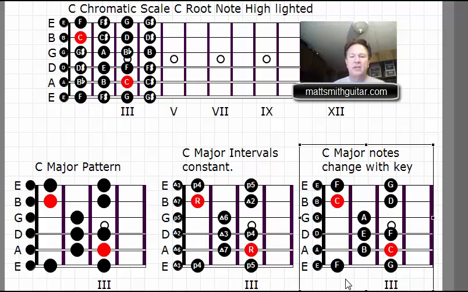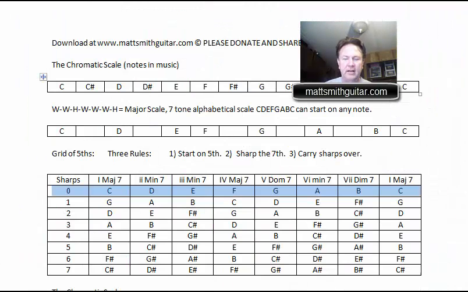But what I want to talk about now is getting into another key. So if we look back here at our grid of fourths and fifths, we see that the key of C has no sharps or flats. So we have 3 rules. We start on the 5th, sharp the 7th, carry sharps over throughout the grid. So we're going to start on C, we're going to go to the 5th, which is G, we're going to go to G right here, we're going to run the alphabet, we're going to add an F sharp, and that's going to give us the key of G.